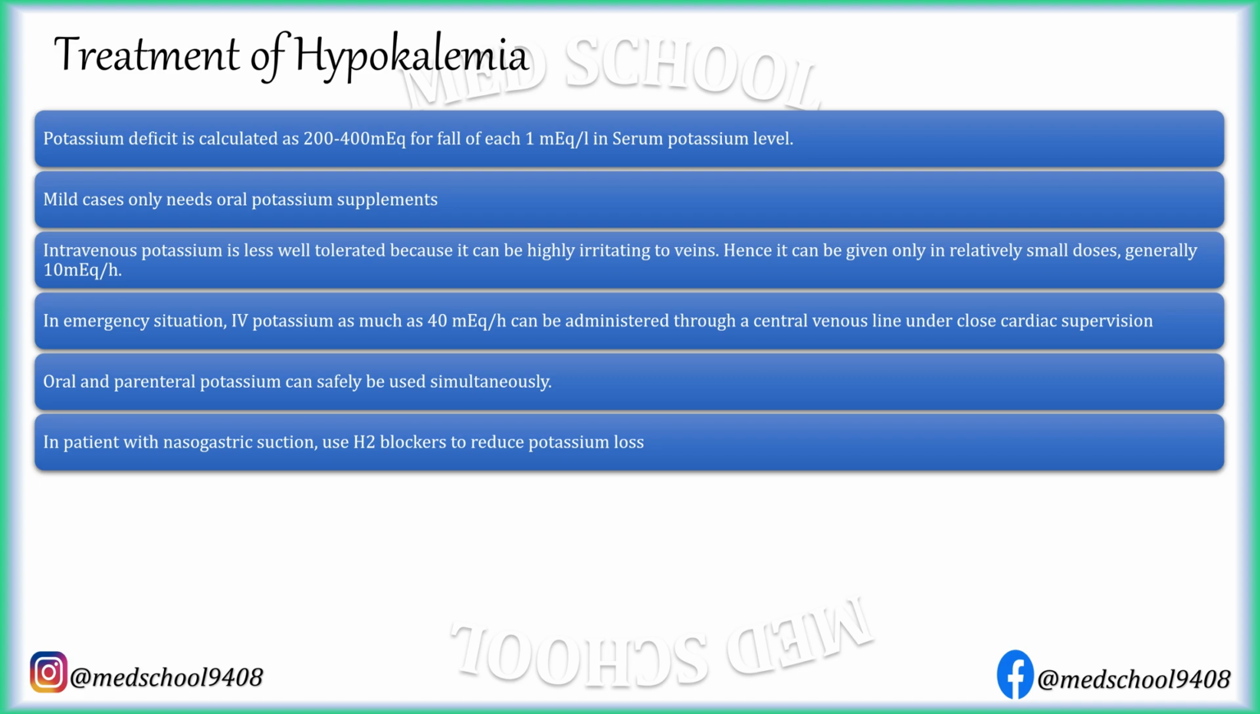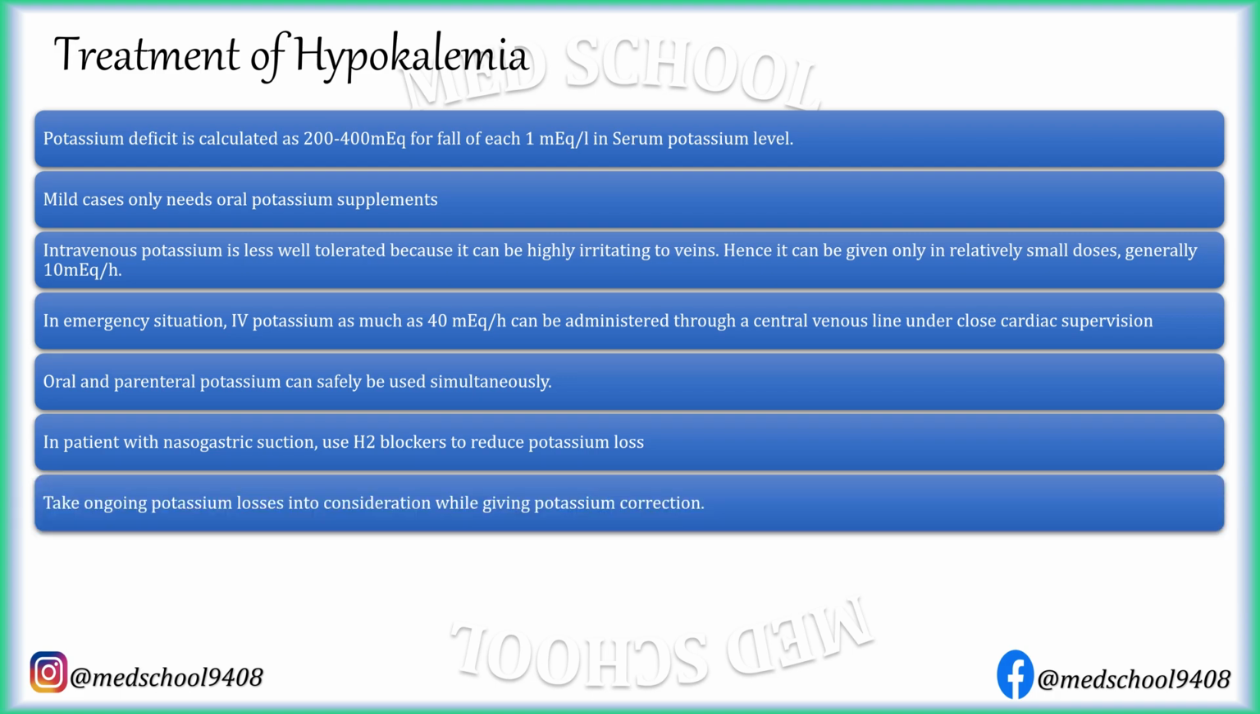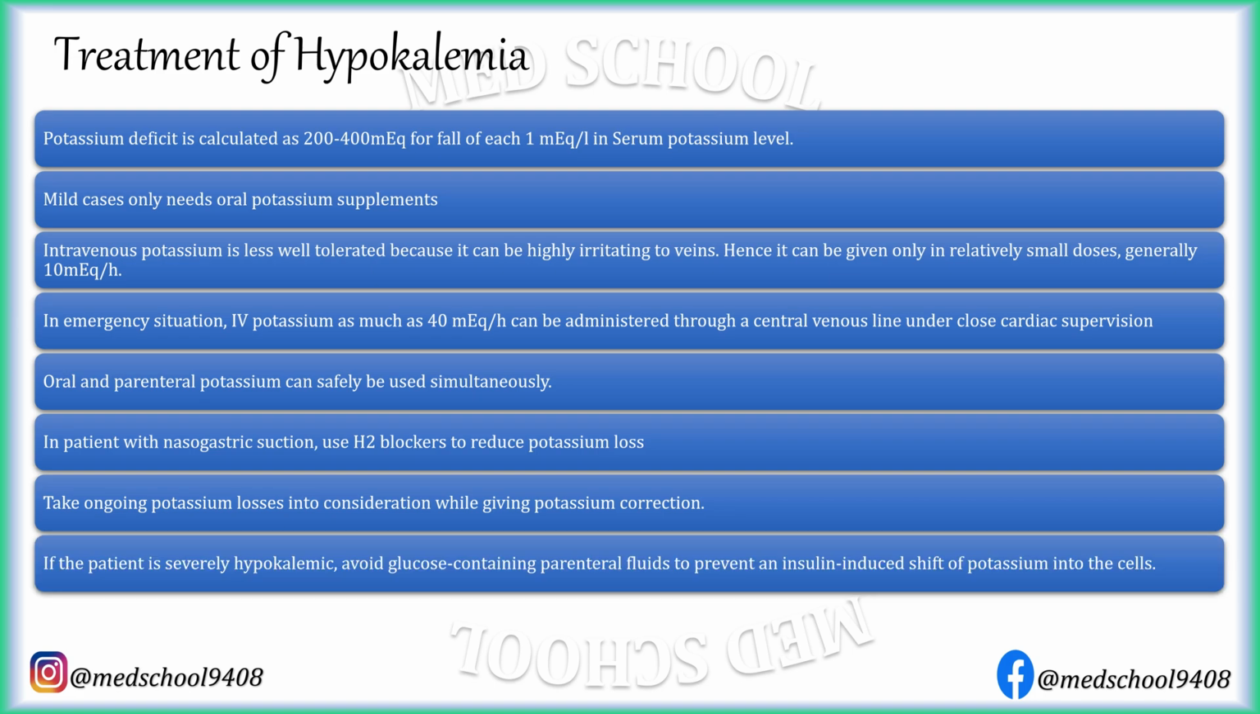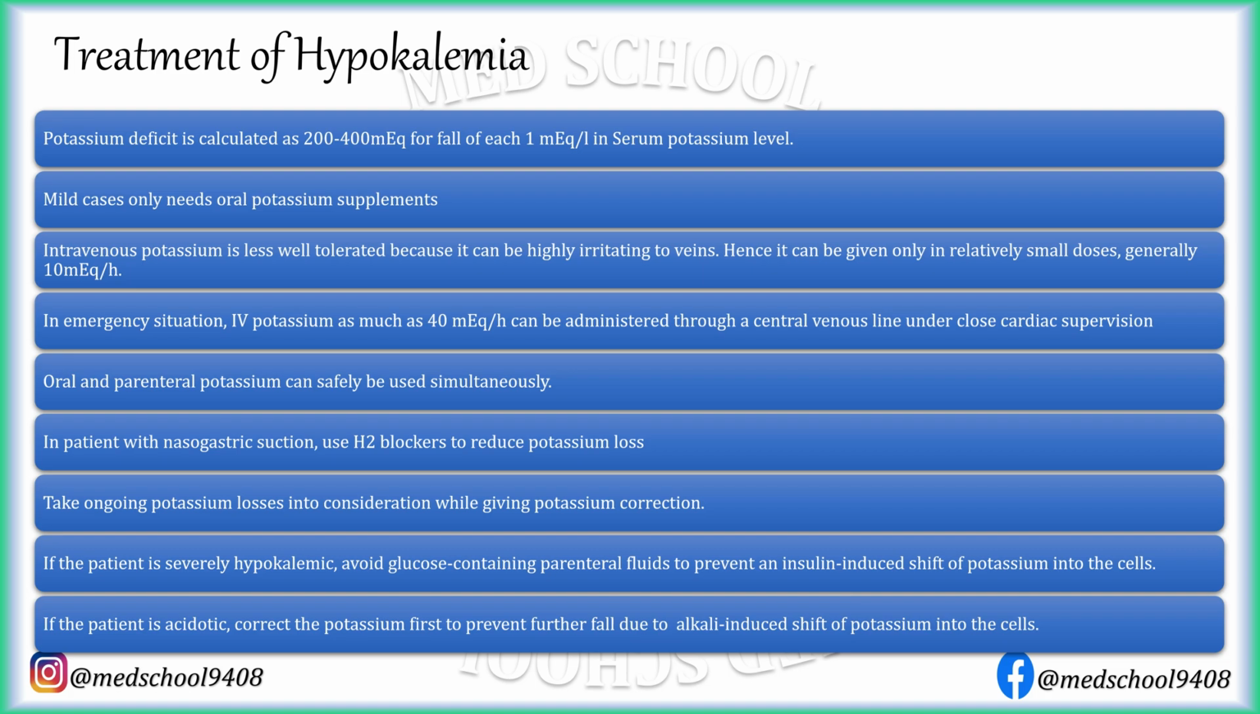In patient with nasogastric suction, use H2 blockers to reduce potassium loss. Take ongoing potassium losses into consideration while giving potassium correction. If patient is severely hypokalemic, avoid glucose-containing parenteral fluids to prevent an insulin-induced shift of potassium into the cells. If patient is acidotic, correct potassium first to prevent further fall due to alkali-induced shift of potassium into the cell.